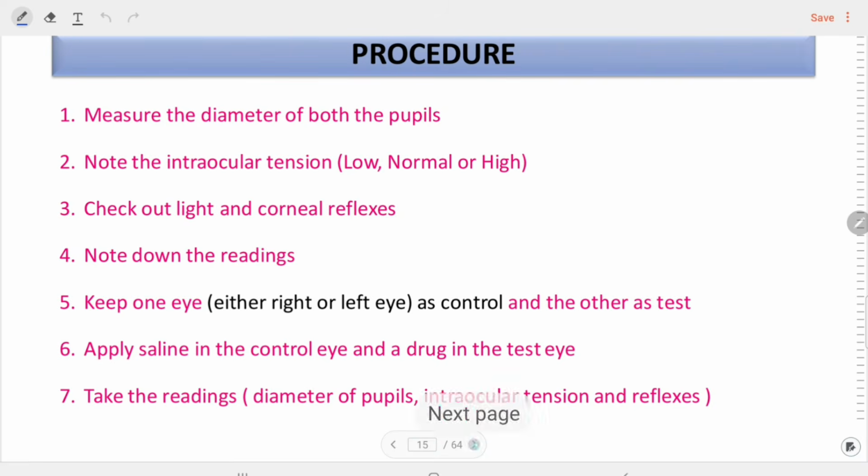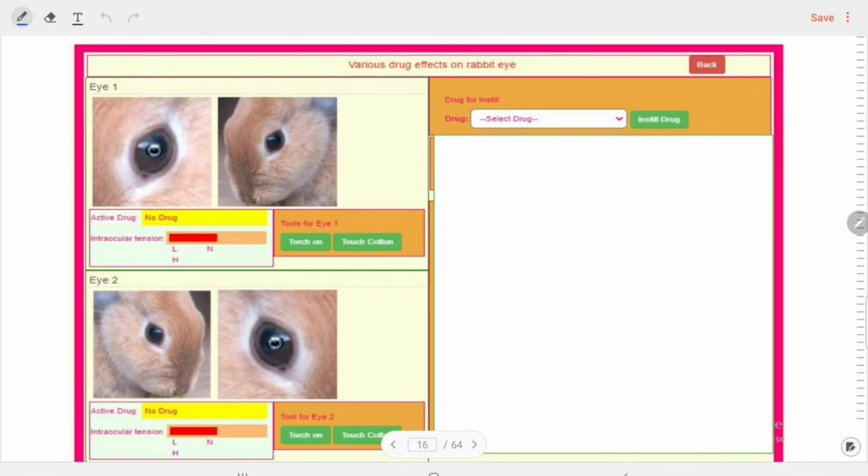Let's take one by one. This is the software in which we can see the effect of various drugs on the pupil size, the light reflex, and the corneal reflex. So here first we have to select the drug. Here we can measure the pupil size. This is the portion for the drug which we are going to insert.